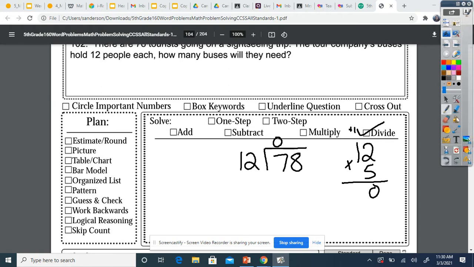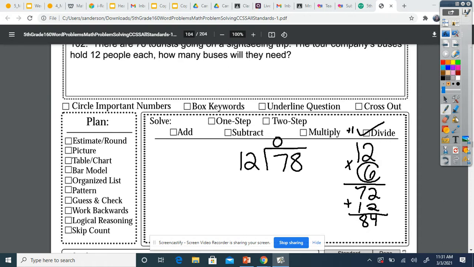So let's try 12 times 6. 6 times 2 is 12. 6 times 1 is 6. Plus 1 is 7. So 72. We haven't gone over yet, but if I add another 12 to this or did 12 times 7, I would get 84. So we would go over. So 12 will go into 78 6 times. And then 6 times 12, which we saw down here, is 72.